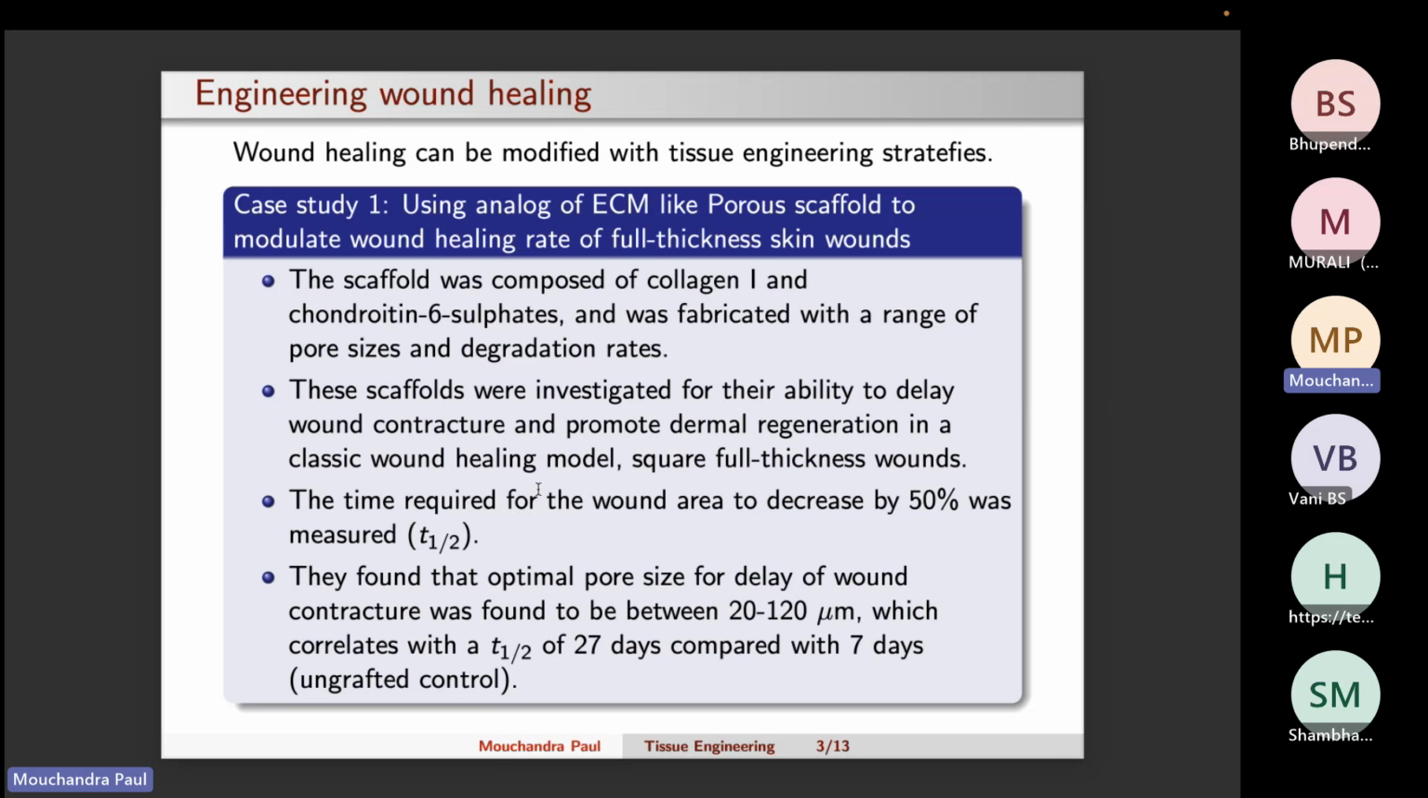But we can incorporate some external factors to modulate the length of healing, meaning how long the wound healing process will take. So this is called engineering. We are engineering the wound healing process. In some types of cases, it is good to delay the wound contracture.